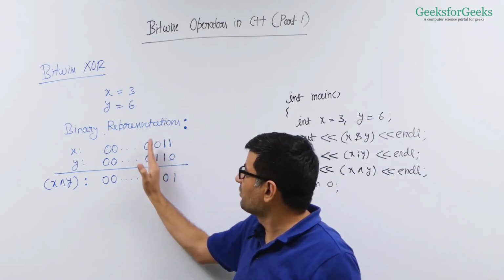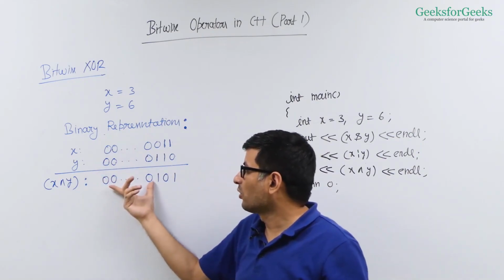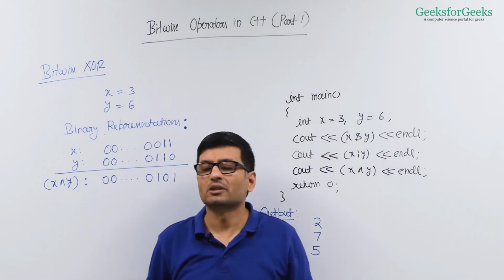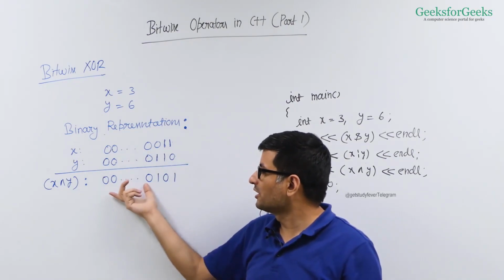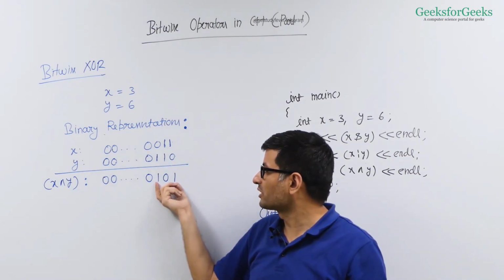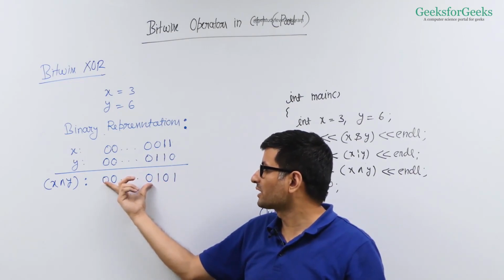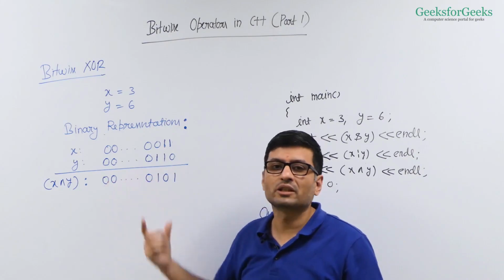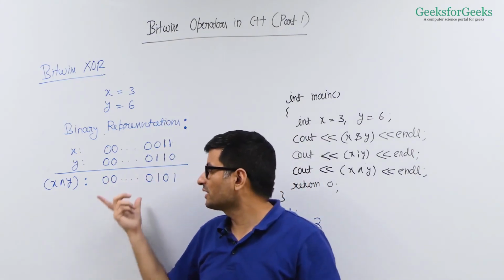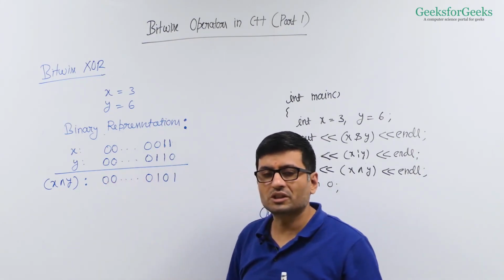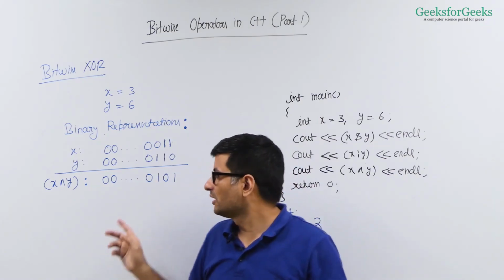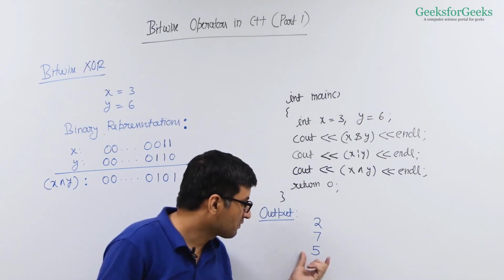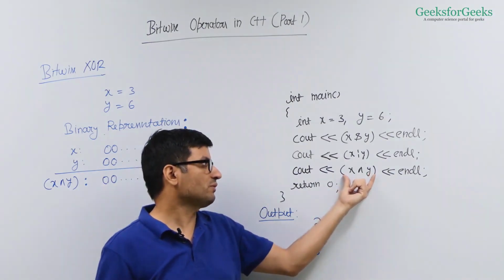Now if we consider the remaining leading bits, they are all 0 in both of them, so they are all going to be the same. So we have a number in the result whose last 3 bits are 1 0 1 and the remaining leading bits are all 0. If it's a 32-bit number, then these are 29 bits. If it's a 64-bit number, then these are 61 zeros. Now what is the decimal equivalent of this number? It's 1 plus 4, 5. So we get the output 5 when we do bitwise XOR of x and y.